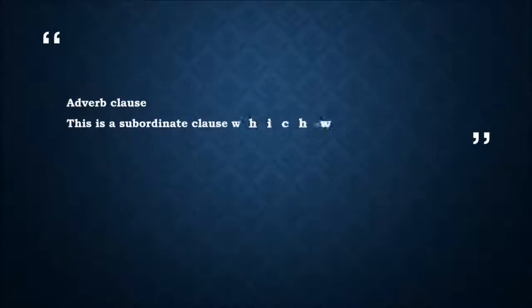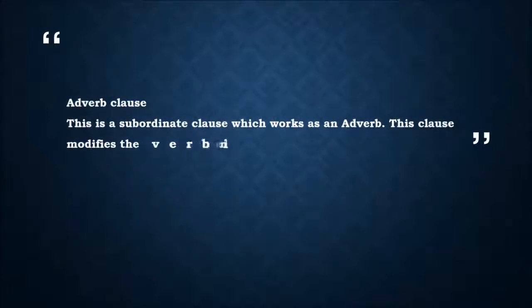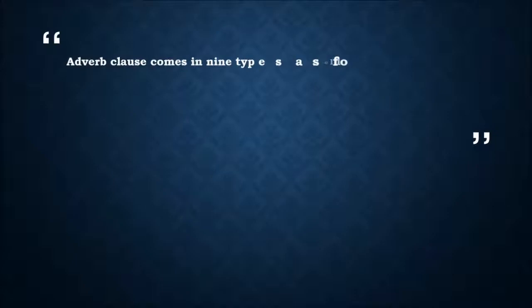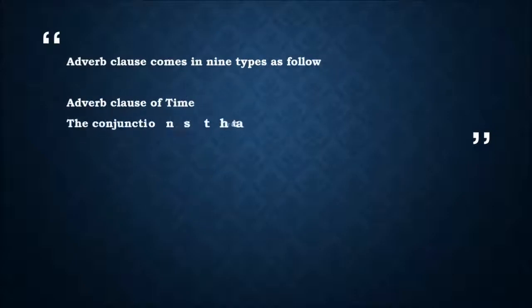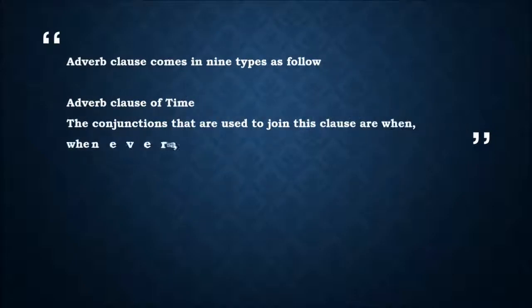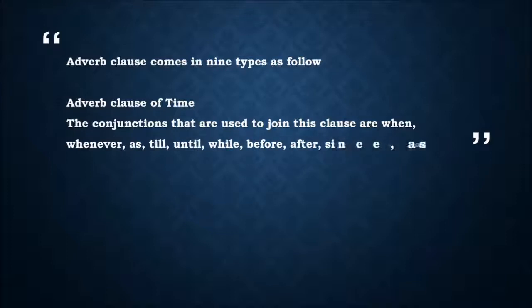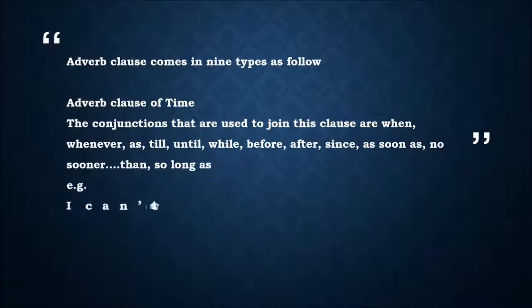3. Adverb clause: this is a subordinate clause which works as an adverb. This clause modifies the verb in the main clause. Adverb clause comes in 9 types as follows: A. Adverb clause of time: the conjunctions that are used to join this clause are when, whenever, as, till, until, while, before, after, since, as soon as, no sooner than, so long as. E.g. I can't wait until you complete your work.